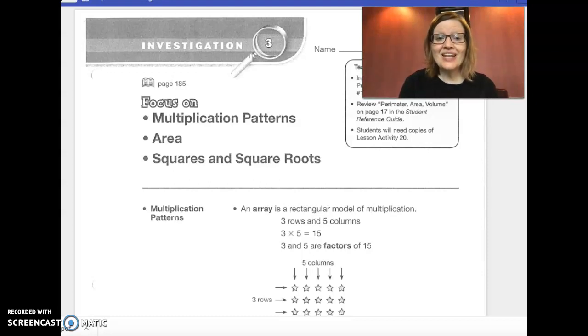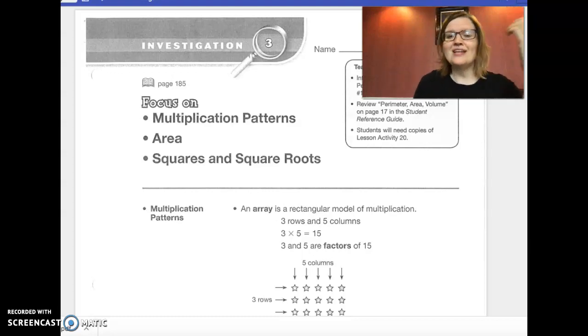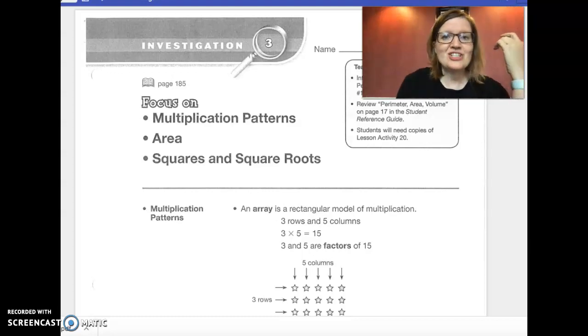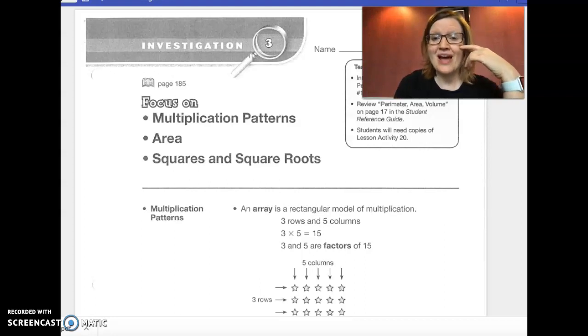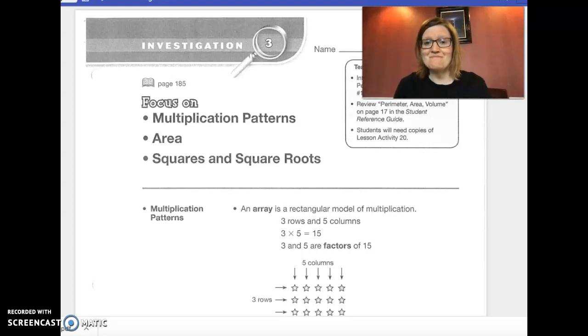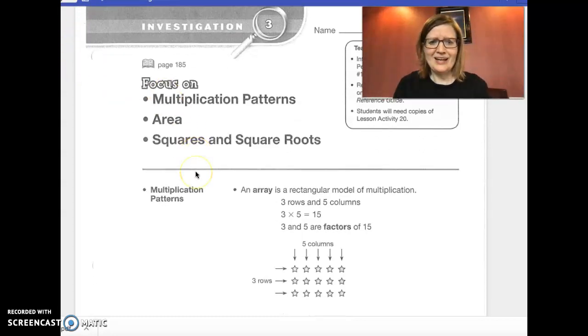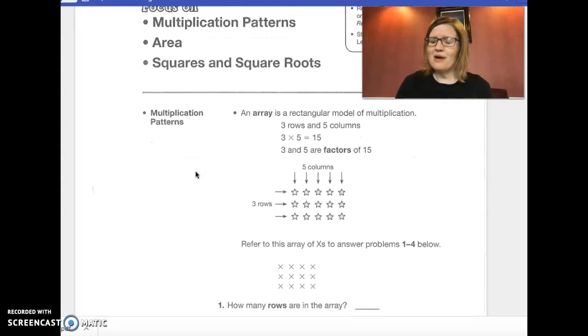Hi, today we are going to do investigation 3, and we're talking about multiplication patterns, area and squares and square roots. By the way, squares and square roots is something that generally they don't teach until much later, but because we have Saxon Math, you start learning it right now, and it's really nice and it's very handy. So let's begin. We need to talk about an array.